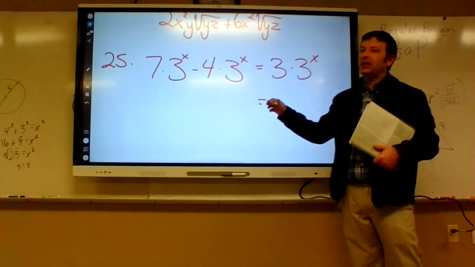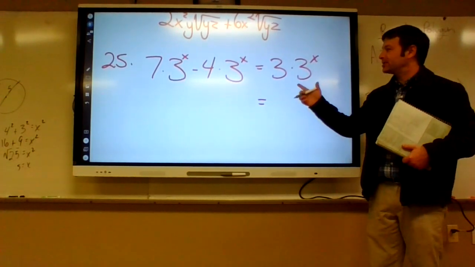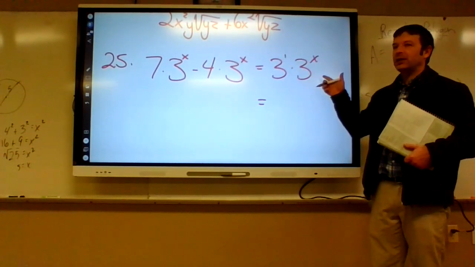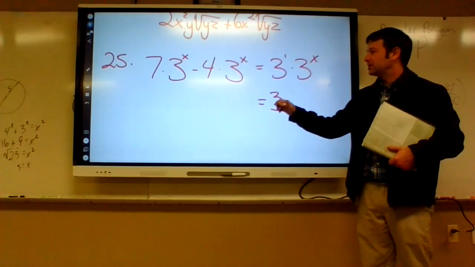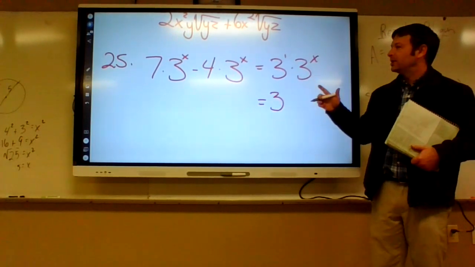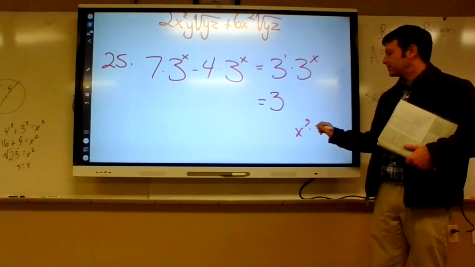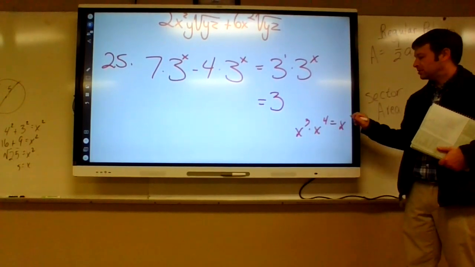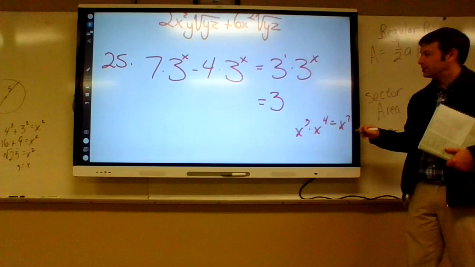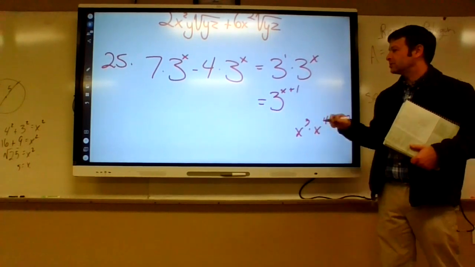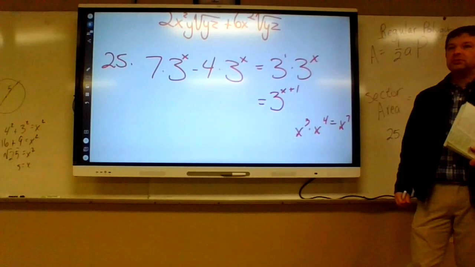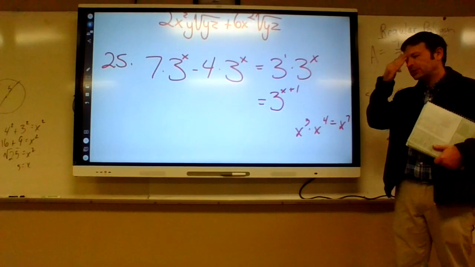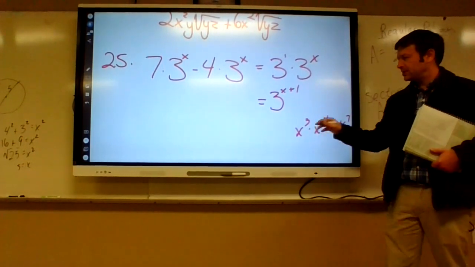Okay. That actually simplifies a little bit because these are both 3's. So 3 times 3 to the x? So is it just 3x? Plus x plus 1. Or 1 plus x. That's all we can do.